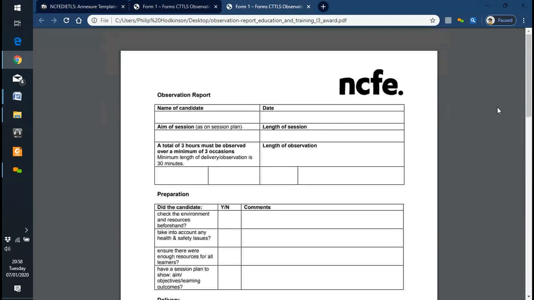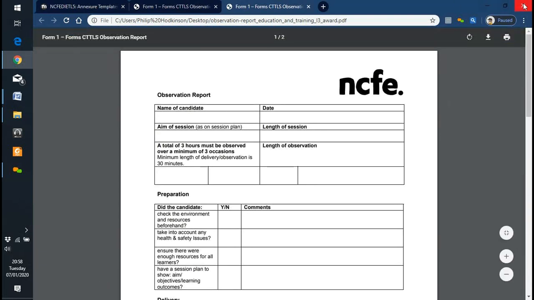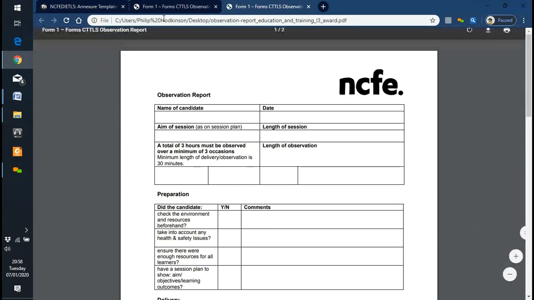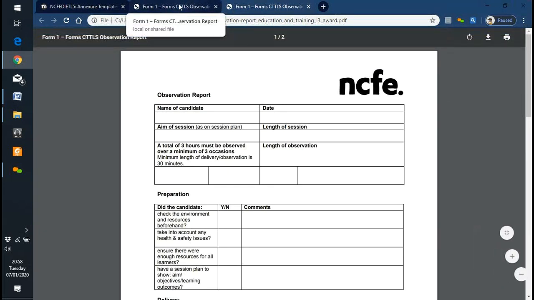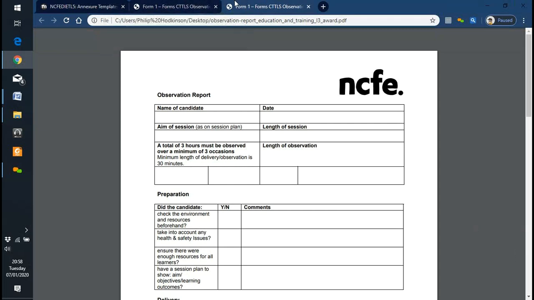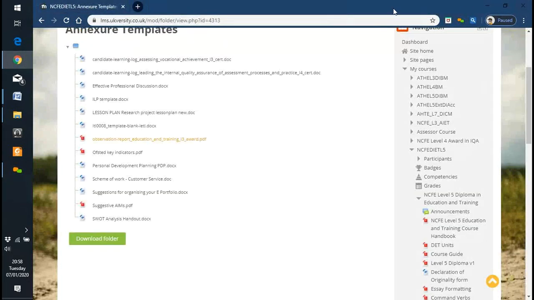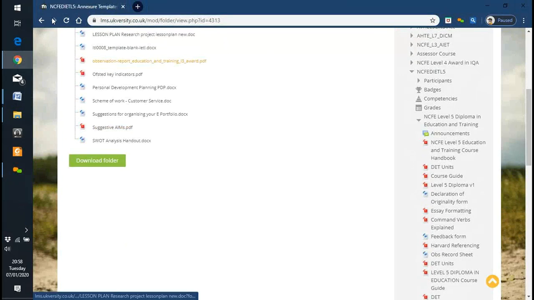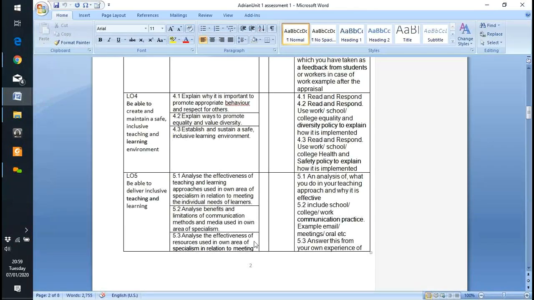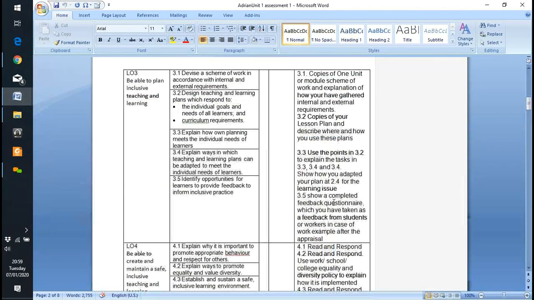So that's the format for that, and that is on. Oops, close that down. Oh no, I have to move this over. Observation form. Oh, it's in the templates. Close that back. So all those are on that.